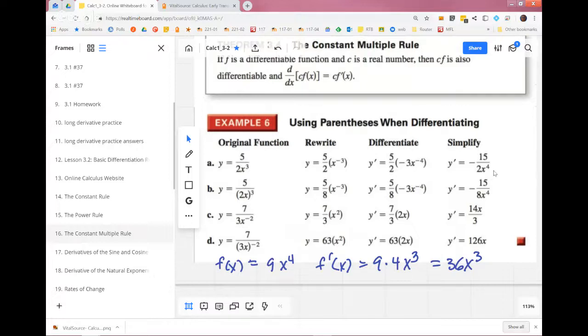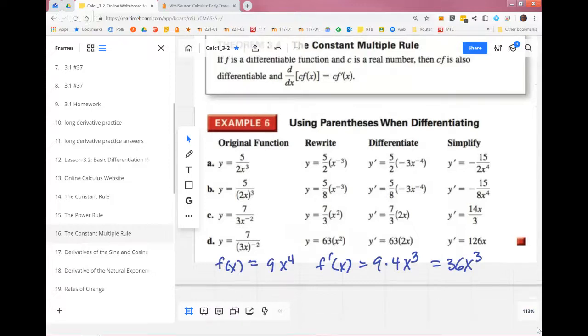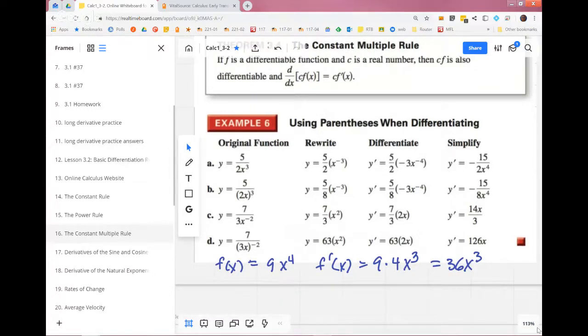Why is x to the 4 on the bottom? To make it positive. Was somebody trying to ask a question? I heard something. I want to make sure I'm not ignoring you. Did anyone ask a question? Do you guys get what I just did with A? Can you see the progression here from left to right on part A? Yeah. Okay, thank you.